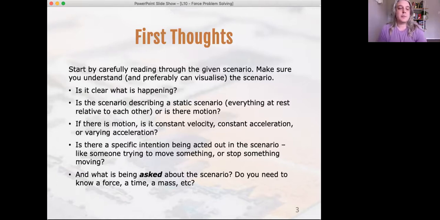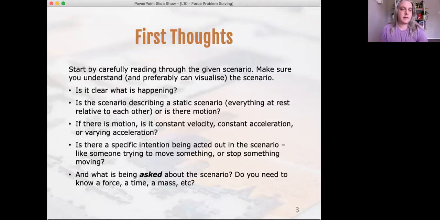And finally, what is being asked about the scenario? Do you need to know a force, a time, a mass? Are you looking to compare a couple of things? What are you trying to figure out? You should always have an idea of what the question is actually asking, as well as an understanding of the scenario in full. So that's what I'll do just from reading the question.